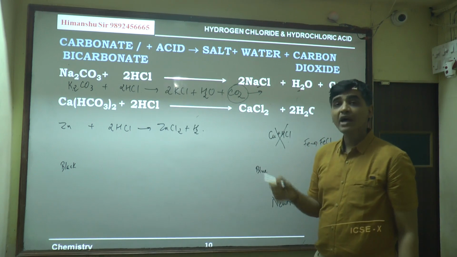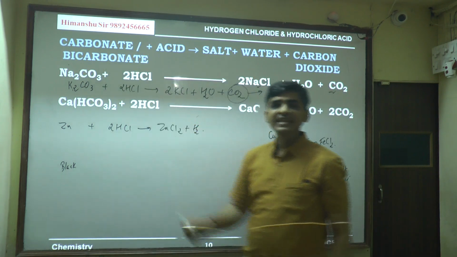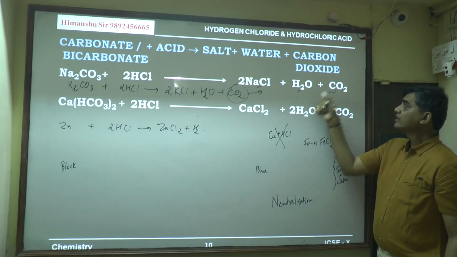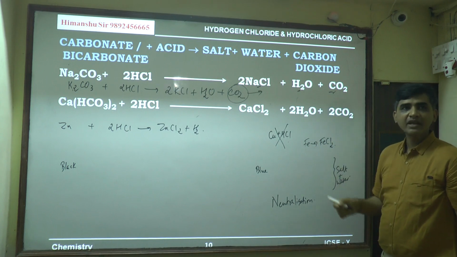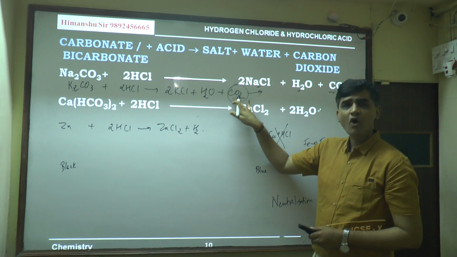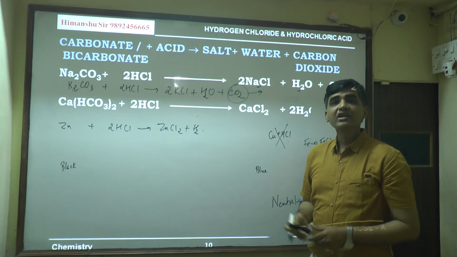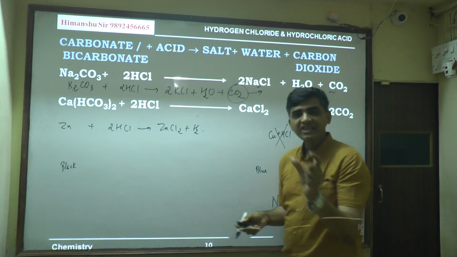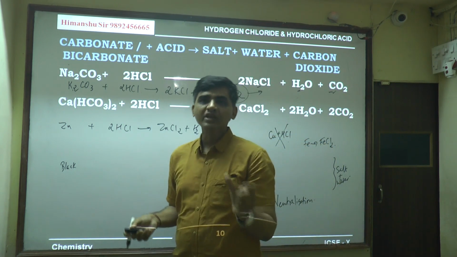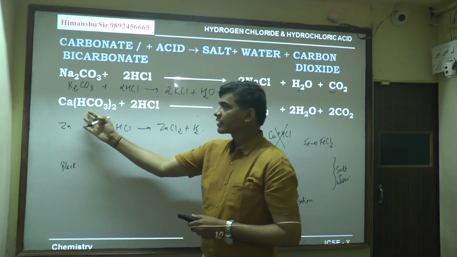They can ask you to identify the gas evolved when any acid is treated with any metallic carbonate or bicarbonate. Name the gas evolved: carbon dioxide. Observation, again: it is a colorless, odorless, acidic gas, turns lime water milky and has no effect on acidified KMnO4 solution or K2Cr2O7 solution.